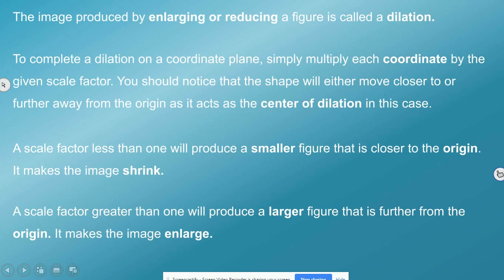The image produced by enlarging or reducing a figure is called a dilation. To complete a dilation on a coordinate plane, simply multiply each coordinate by the given scale factor. You should notice that the shape will either move closer to or further away from the origin, as it acts as the center of dilation in this case. A scale factor less than 1 will produce a smaller figure that is closer to the origin. It makes it shrink. A scale factor greater than 1 will produce a larger figure that is further from the origin. It makes the image enlarge.